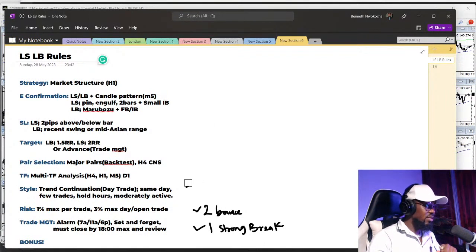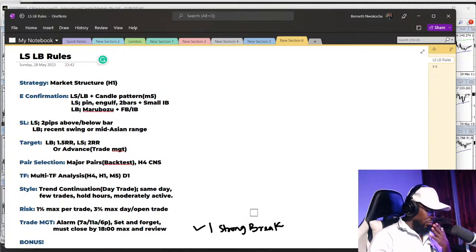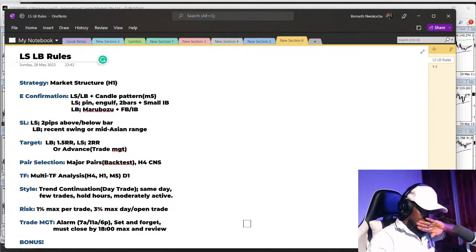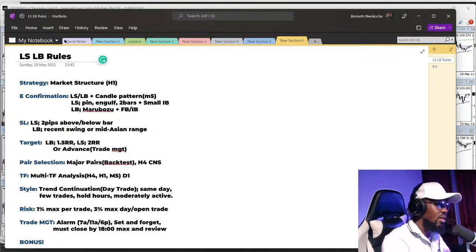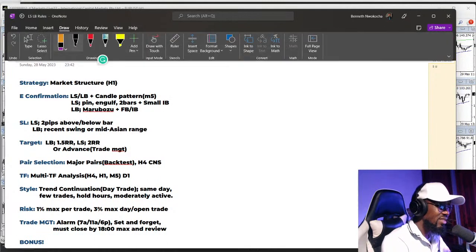The rule is that you must see, for the breakout or the liquidity sweep, a candle pattern. We're using the 5 minute time frame, okay? And then we want to see the candle patterns that we have said we must see. All right, so just a quick recap.